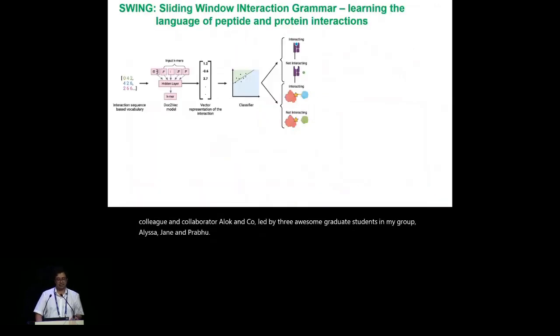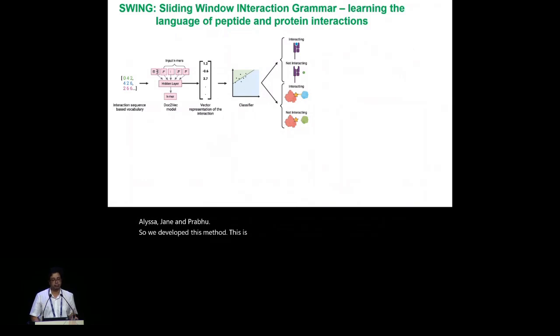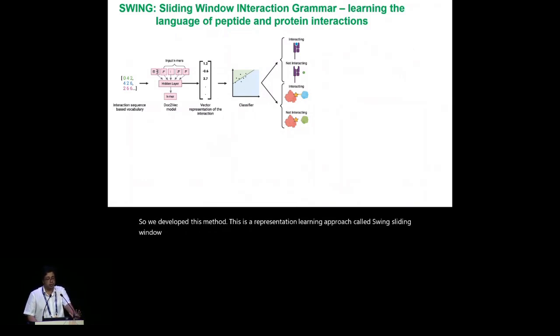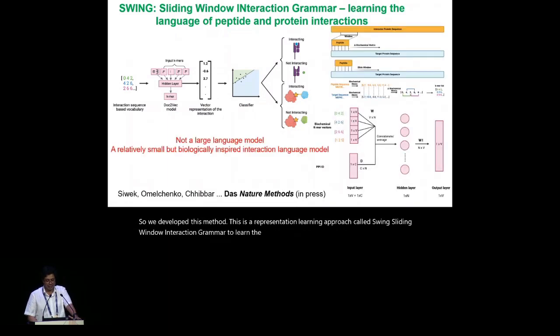So we developed this method. This is a representation learning approach called SWING, sliding window interaction grammar, to learn the language of protein and peptide interactions. So this is not a large language model. It's really a doc2vec model. So it's a small but biologically inspired language model. I'll talk through what exactly we are doing.